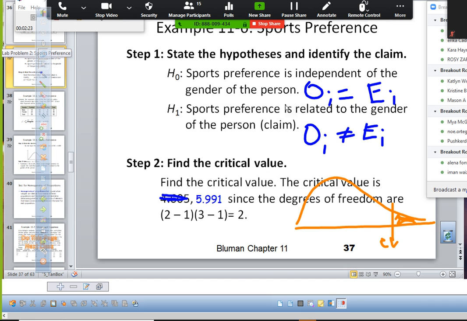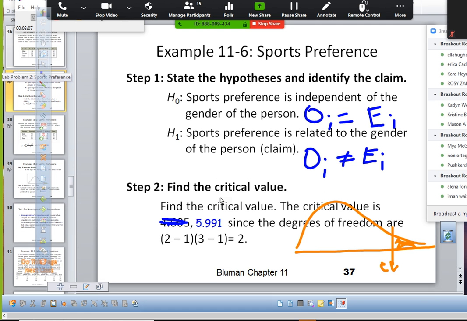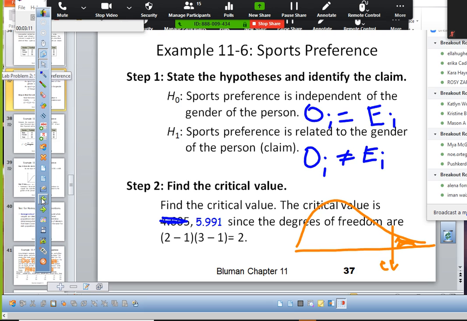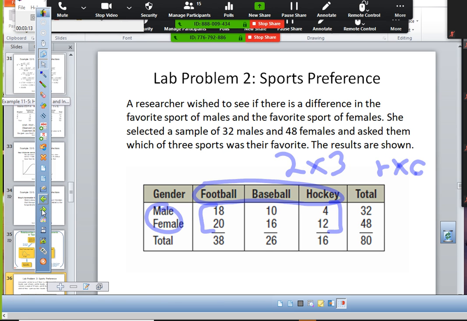All right, so first, find your critical value. And again, if you just did O sub I equals E sub I, and O sub I not equal to E sub I for your H0 and H1 for the exam, then that's totally going to be fine. Step two, find the critical value. I had two rows, so 2 minus 1 is 1, and 3 columns, so 3 minus 1 is 2, so I'm going to get a degrees of freedom of 2. I'm going to look that up with alpha 0.05 because it didn't say. If it doesn't say, then it should be 0.05. Yep, it doesn't say, so it's 0.05.